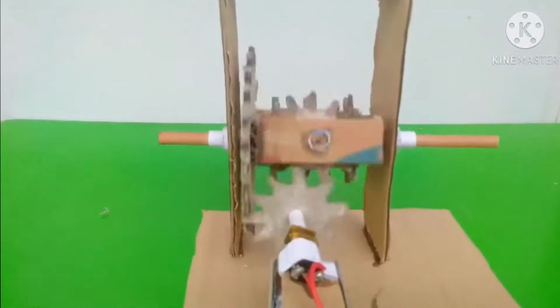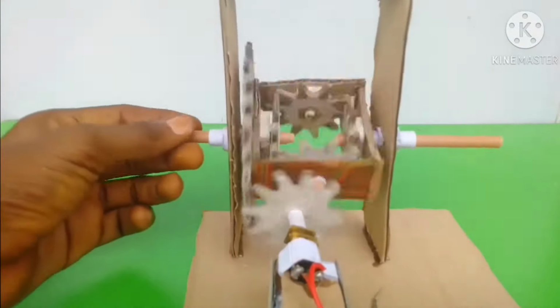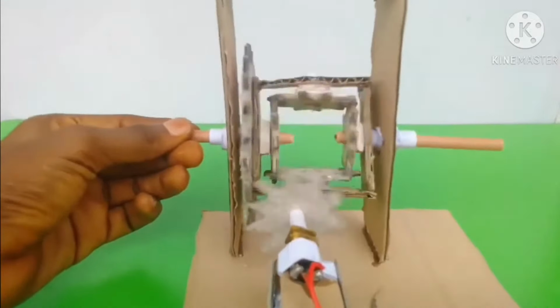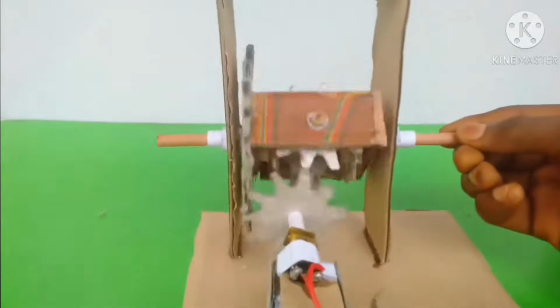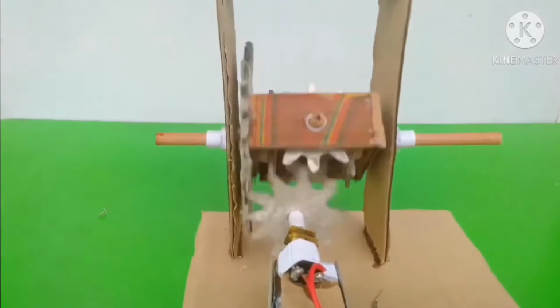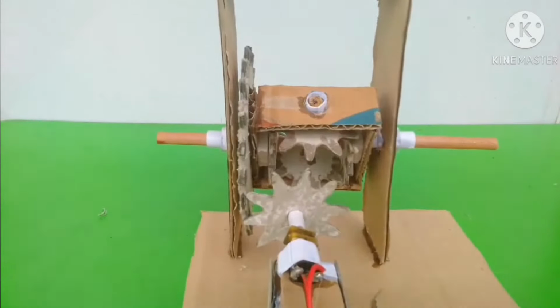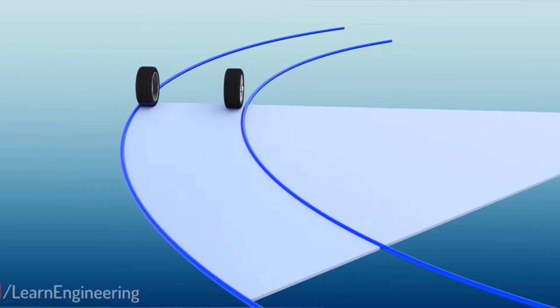Now, how does the differential work? The differential helps to allow the drive wheels to turn at different RPM while receiving power from the engine. Now, you might be wondering, why do the drive wheels have to turn at a different speed? This is to help the wheels turn smoothly around the curve.